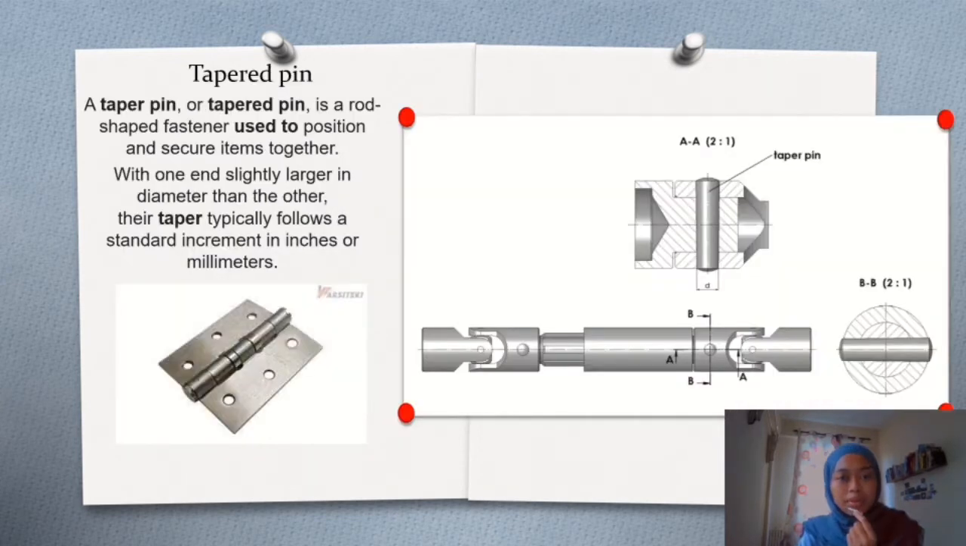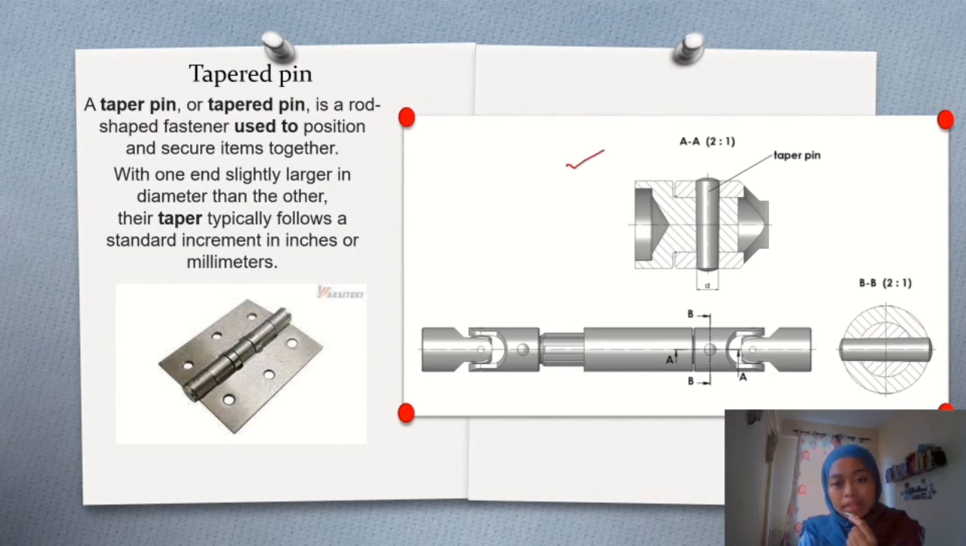Next, we have the tapered pin, which is a rod-shaped fastener used to position and secure items together, with one end slightly larger in diameter than the other. The taper typically follows a standard increment in inch or millimeter.